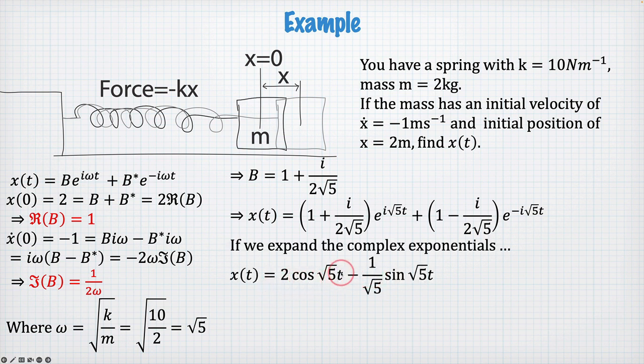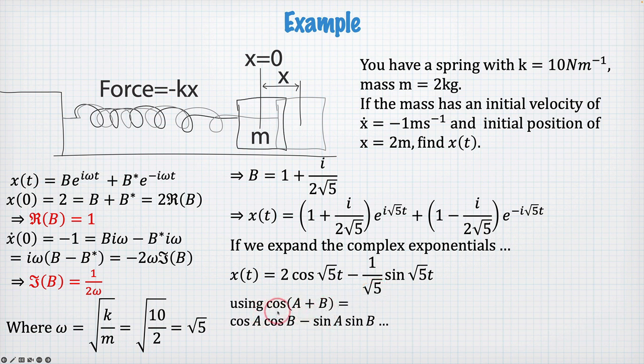2 cos(root 5 t) minus 1 on root 5 sine(root 5 t). So root 5 here is the frequency omega. And what we see actually is really something kind of cool. And that is the initial position here is the factor outside the cosine function. And the initial velocity is here, this -1, divided by the frequency. So the factor in front of the cosine function is the initial position. The factor in front of the sine function is the initial velocity divided by the frequency omega.